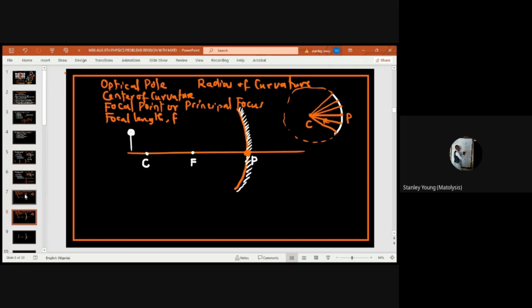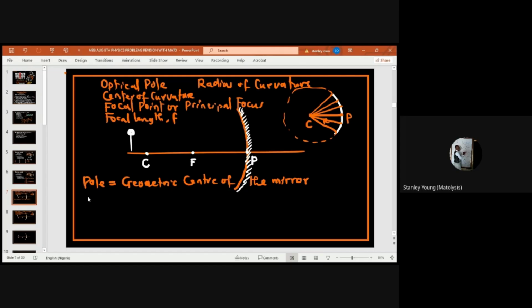Pole is the geometric center of the mirror. It doesn't matter if it is a concave mirror or a convex mirror, the pole is still the geometric center of that mirror.